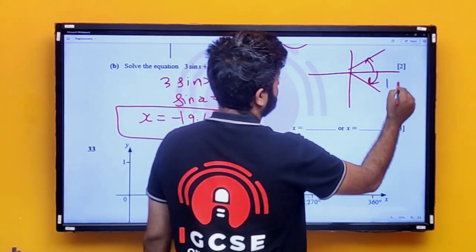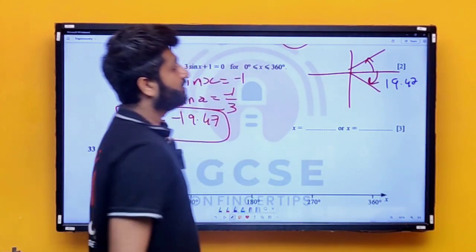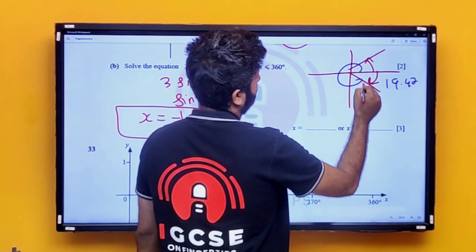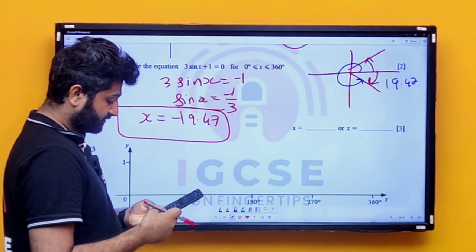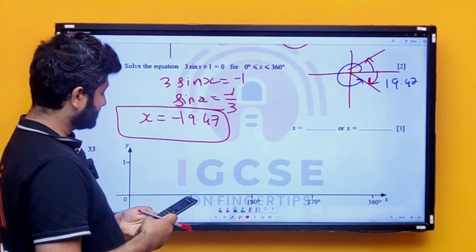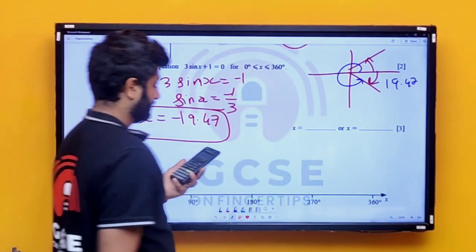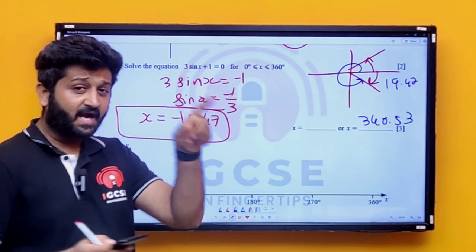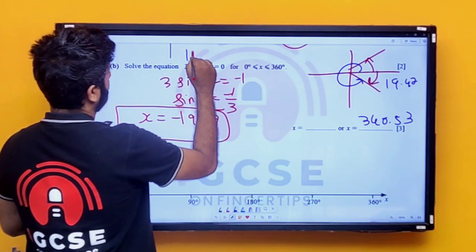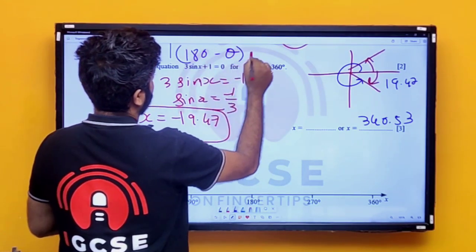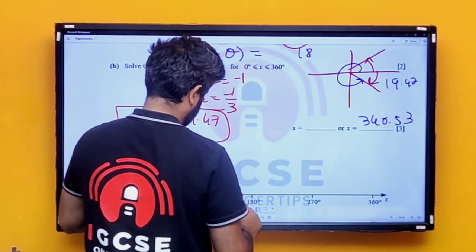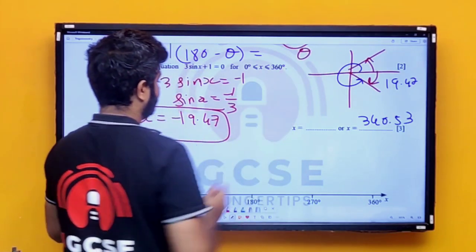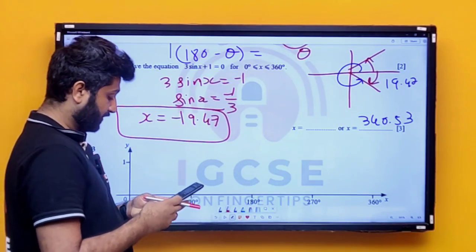So guys, this is 19.47. Now this is my clockwise angle. Can I measure the anticlockwise angle? Yes. 360 minus 19.47. So one answer is nothing but sine theta. Right. So we have our first answer is minus 19.47. So we'll do 180 minus of minus 19.47. That is 180 plus 19.47, and that brings me down to 199.47.